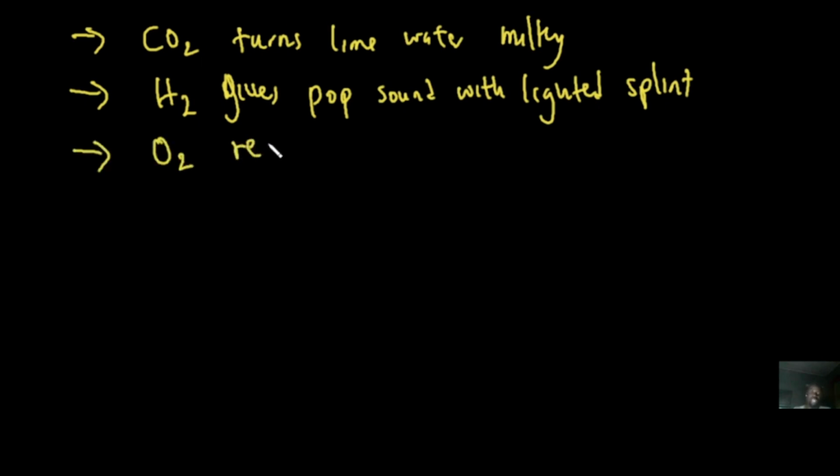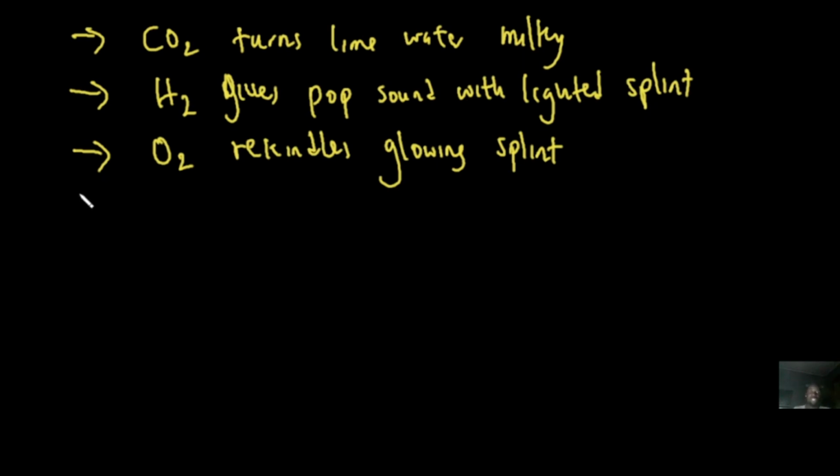Okay, then we go to the next one, which is oxygen. O2 gas rekindles a glowing splint. So what do I mean by that? A glowing splint is basically a wood that was on fire. However, after putting out the fire, that yellowish light that is still glowing is what we refer to as the glowing splint. If you introduce that glowing splint into a container with oxygen, the fire starts again. That's what we mean by rekindling.